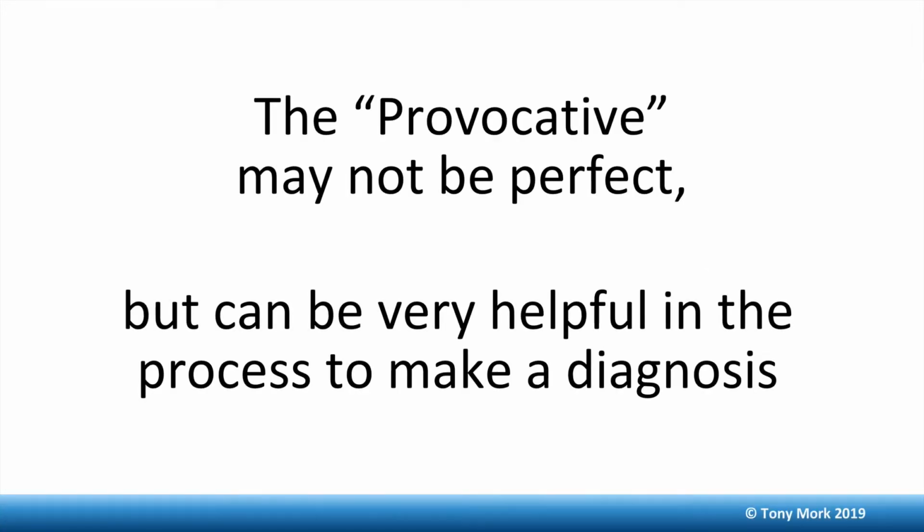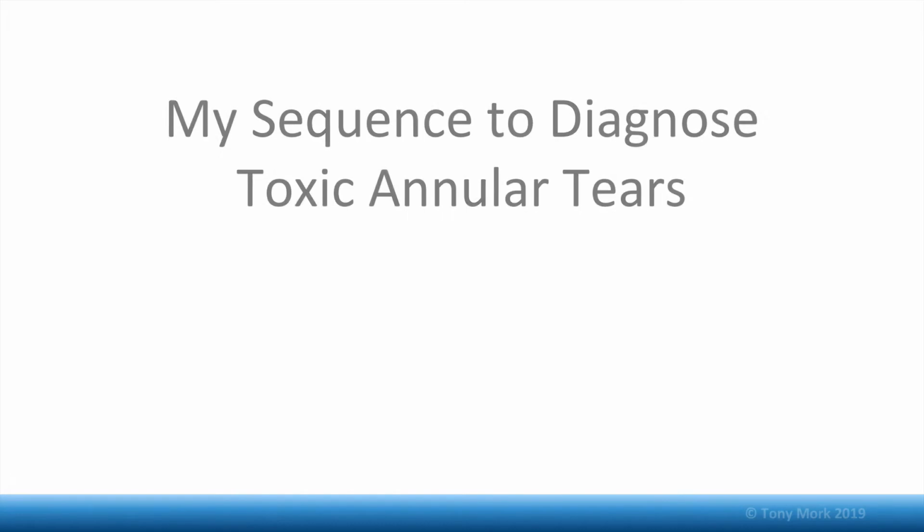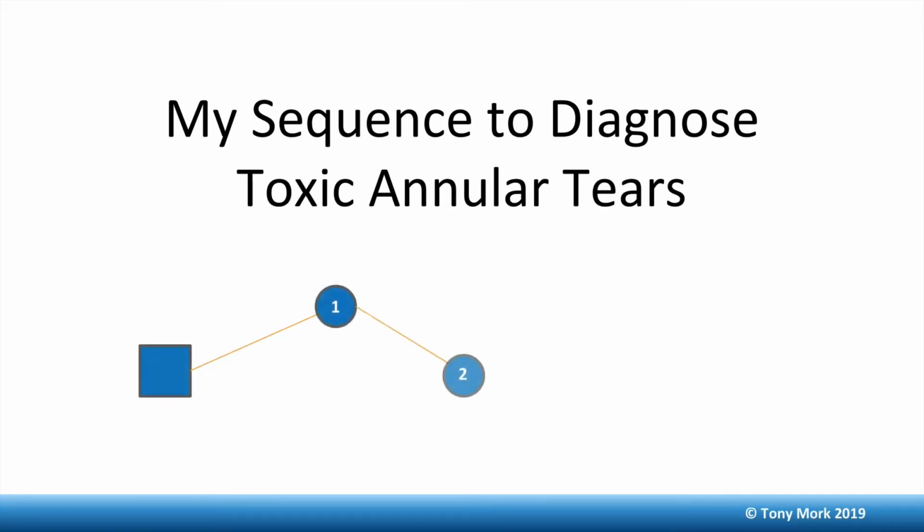Provocative discography is certainly not described as being perfect. People don't always talk about their pain accurately, either in location or in intensity, but it can be very helpful if they give a very conclusive type of description. So my sequence to diagnose annular tears is to: 1, take a history; 2, get an MRI scan; 3, do a discogram; 4, follow it with a CT scan when indicated.